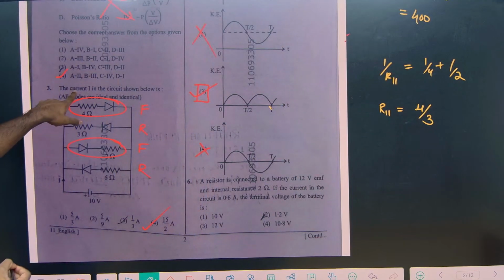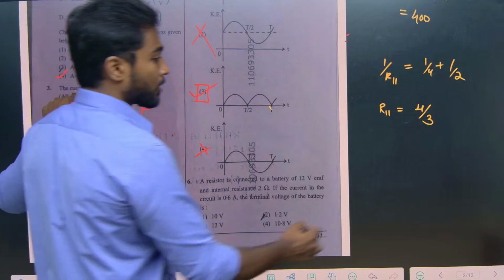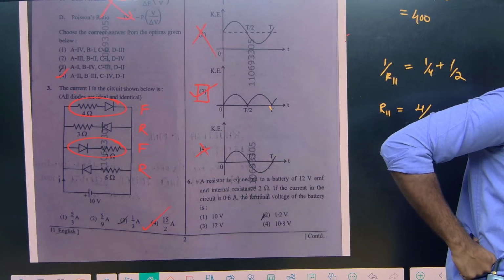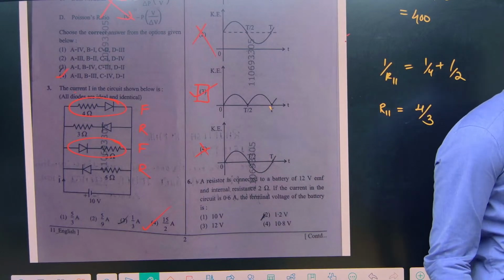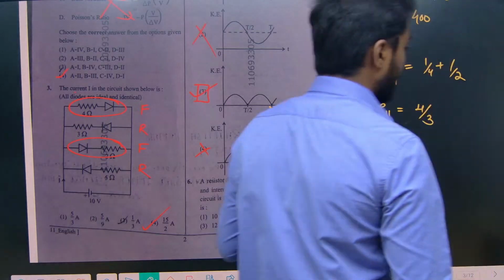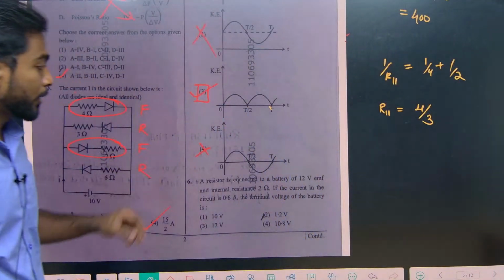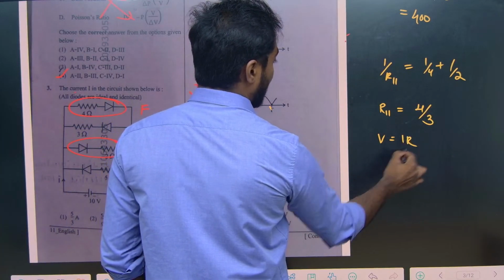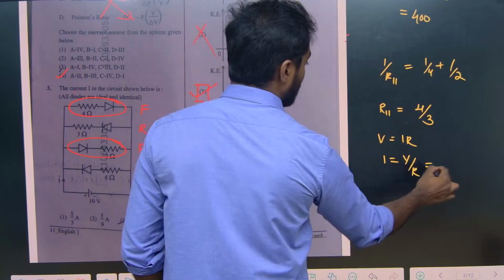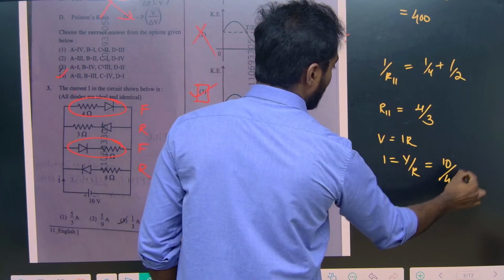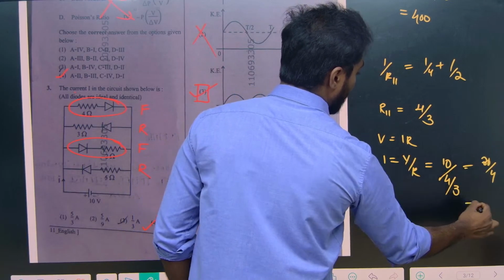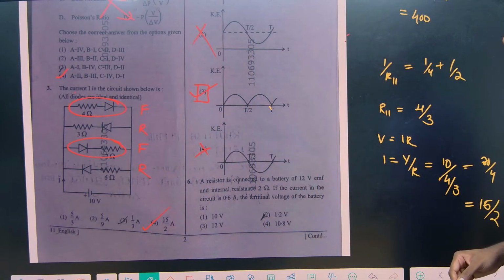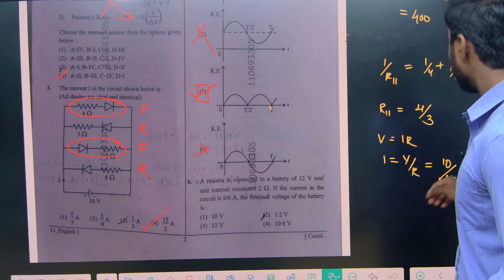And they are asking current in the circuit. Sixth question, tell us sir. Okay, I'll complete this one, then we'll go for the sixth one. So V equals IR, I equals V by R, which is 10 by 4 by 3, which gives us 30 by 4, and this is 15 by 2. Okay, that's it. We'll go for the sixth question now.